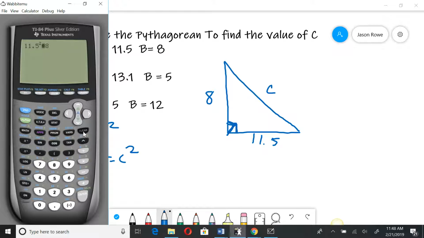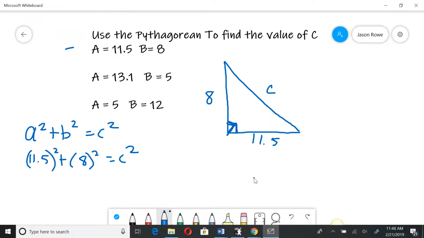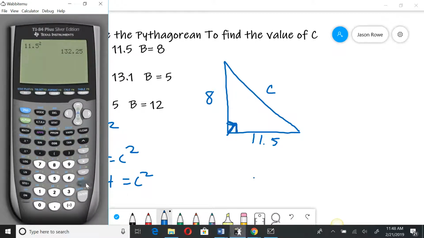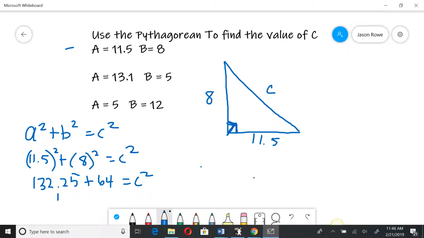Let's do this one step at a time. So 11.5 squared is 132.25. 8 squared is 64. And what we get when we add those two together is 196.25. Now that's the value of c squared.